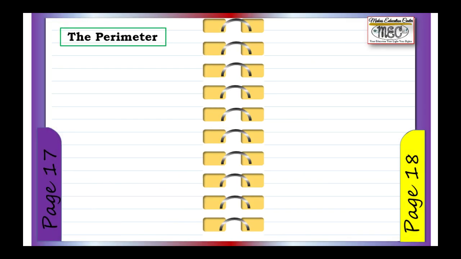So the last application today will be this. How can you find the perimeter of this irregular shape? As you see, this is 15 meters, the first side.